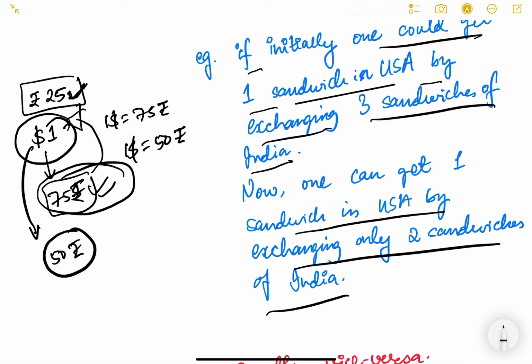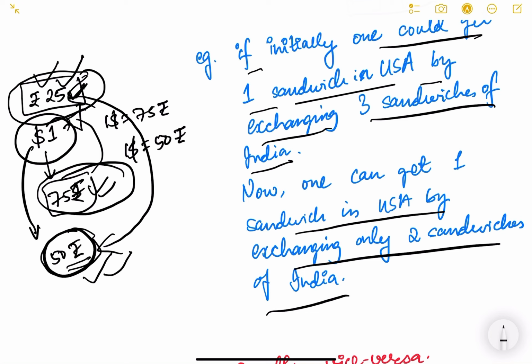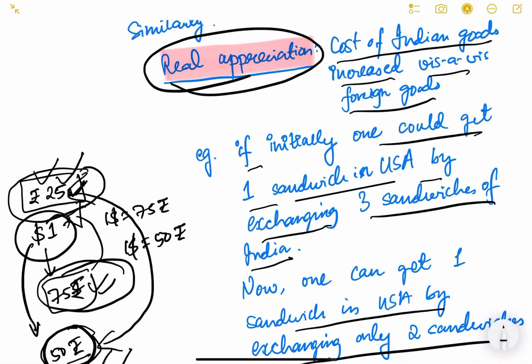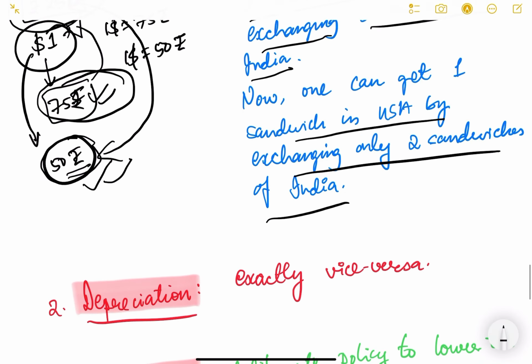So now you see real appreciation. Now 25 rupees is the price in India, 50 rupees is the price in USA. So you can get 2 Indian sandwiches for one American sandwich. The relative price has changed, so this is the real appreciation. Just keep in mind that it is about how much of the local goods you can exchange for foreign goods. If you can get more foreign goods with the same amount of domestic goods, that means our real currency has appreciated.